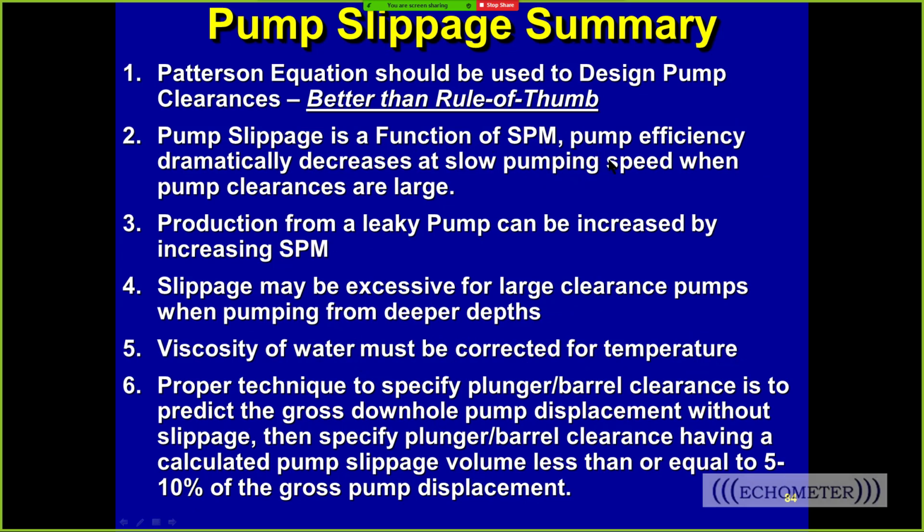It's a function of speed. As you pump slower, you get more slippage. If you have a leaky, worn-out pump, you can pump faster and get more production out of the well because the velocity creates turbulence. If you have large clearances and the well's deep with high differential pressure and a low pump intake pressure, then you can have a lot of slippage. You need to correct for the temperature, and you need some slippage in your well to provide lubrication.